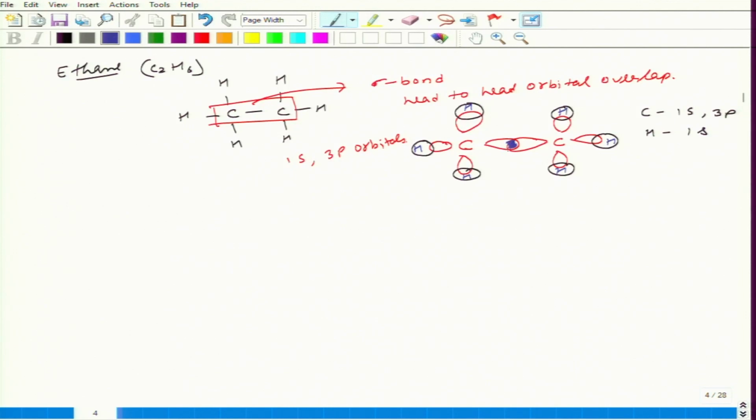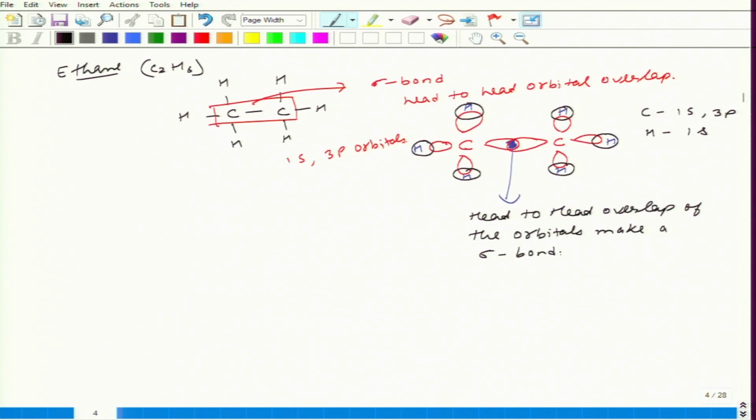This head to head overlap of the orbitals makes a sigma bond, and a sigma bond is comparatively strong. Okay, so this is the structure of the ethane molecule. Now let's talk about the bond angles, bond distances and bond energies. So, some properties of alkanes.